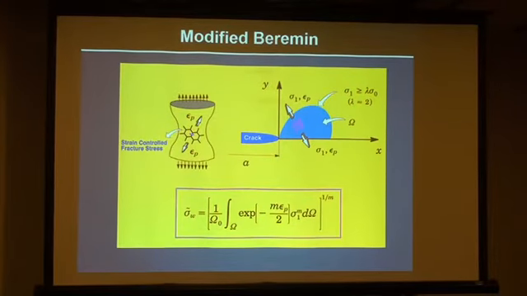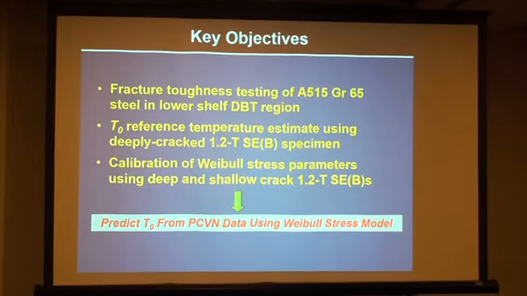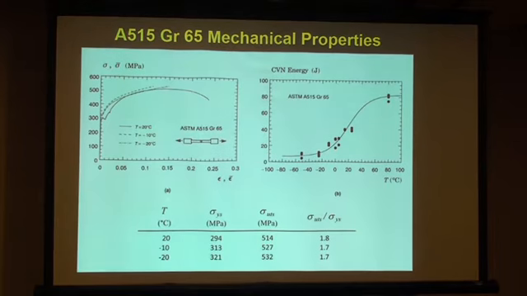Okay, and also we have examined this work, the modified Beremin. So in the original Beremin work, there is a modification of the Beremin stress where there is another exponential term here. Then we are going to predict the T0 from the pre-cracked Charpy data using these modified Beremin models. This is the standard A515 steel. It's a high hardness steel. This is the transition curve.